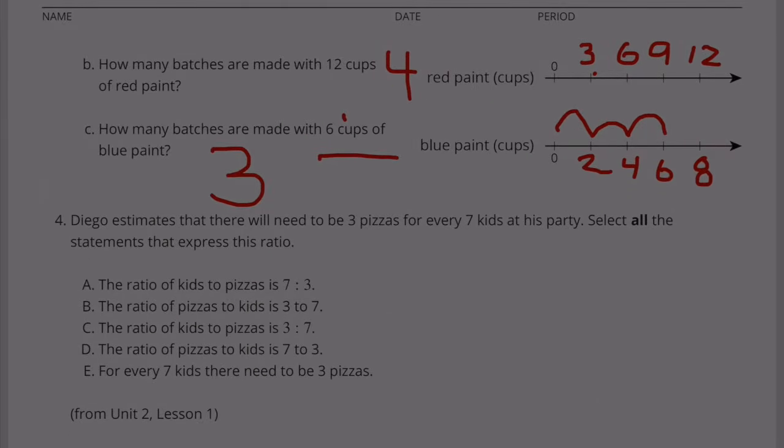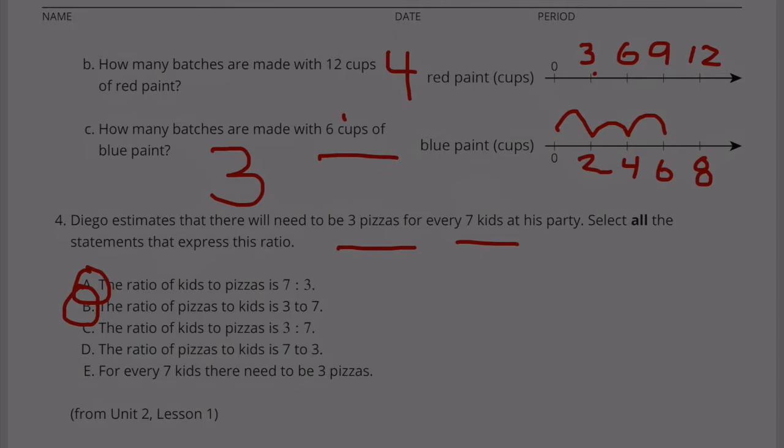Number 4. Diego estimates that there will need to be 3 pizzas for every 7 kids at his party. Select all the statements that express this ratio. A. The ratio of kids to pizzas is 7 to 3. Yes, that's correct. 7 to 3. B. The ratio of pizzas to kids is 3 to 7. Yes, that is correct. There are 3 pizzas for every 7 kids.